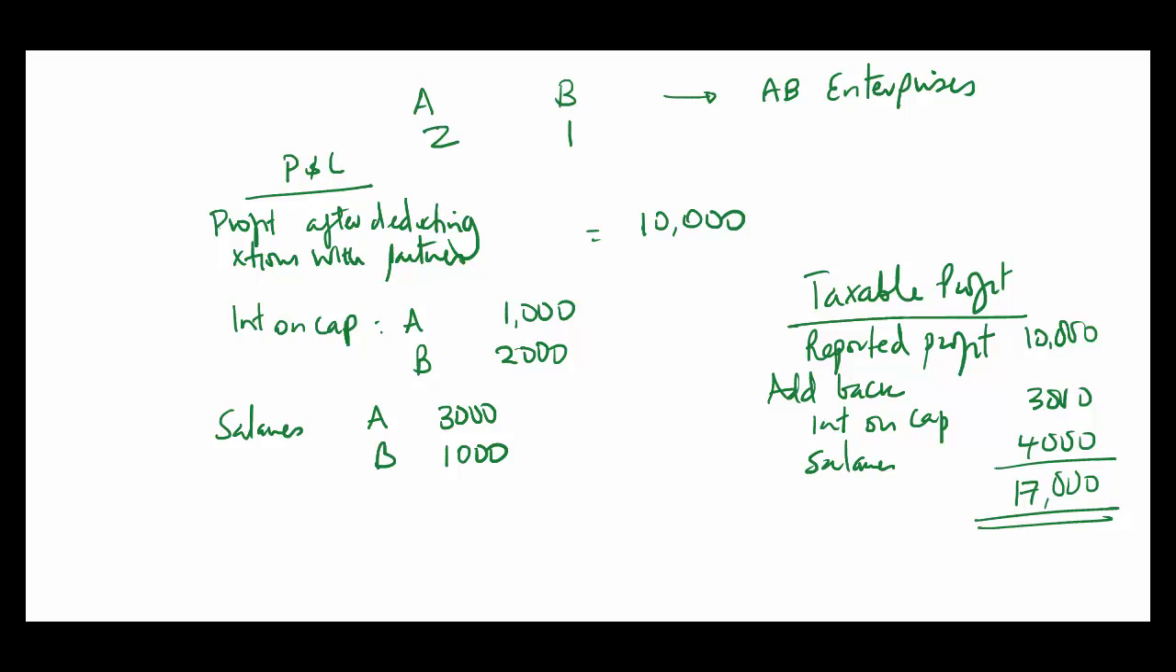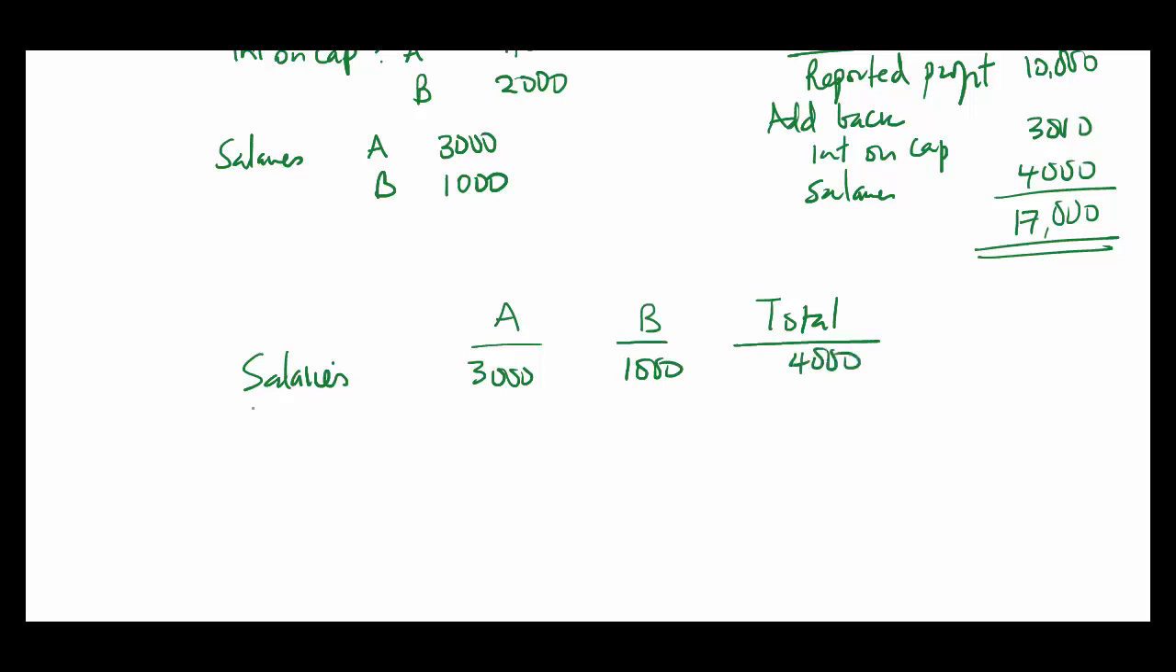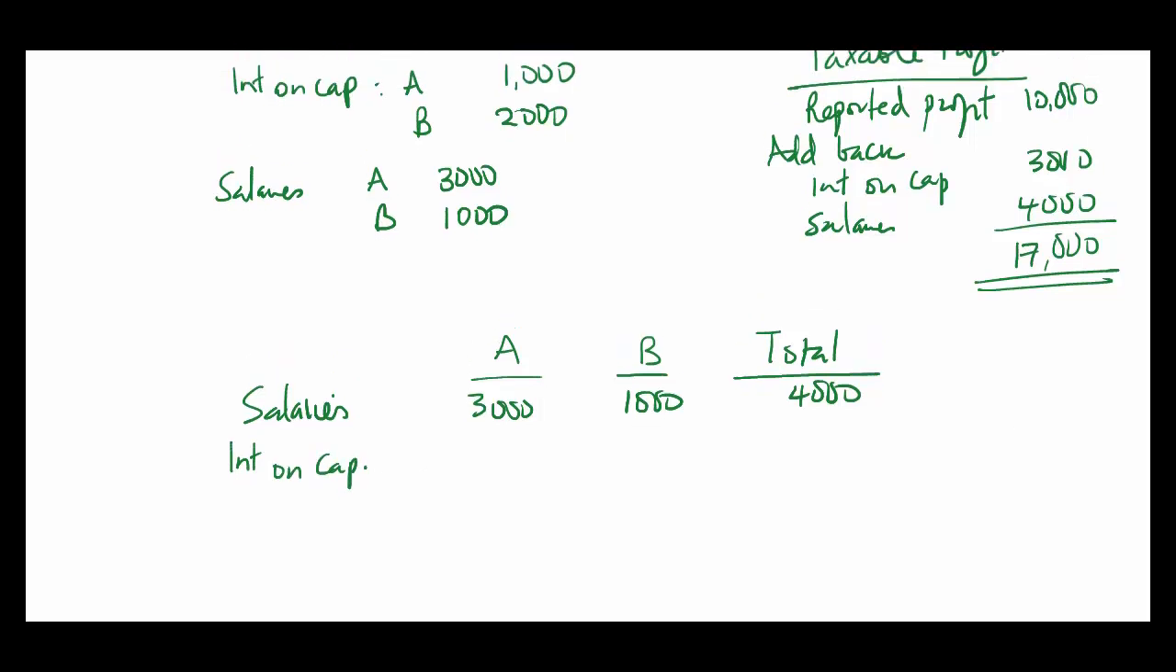So in our working, what we'll do is we'll come up with A, B, total. And then we'll say we have salaries, which was 3,000, 1,000, giving you 4,000. We have interest on capital, which was 1,000, 2,000, to give a total of 3,000. So the share of profits becomes the balancing figure.